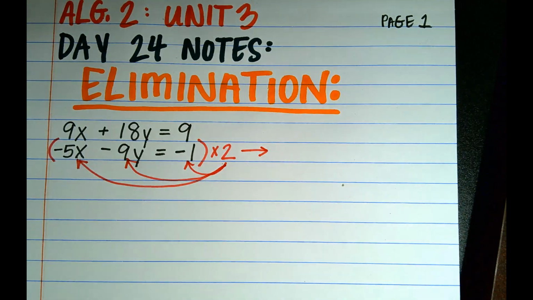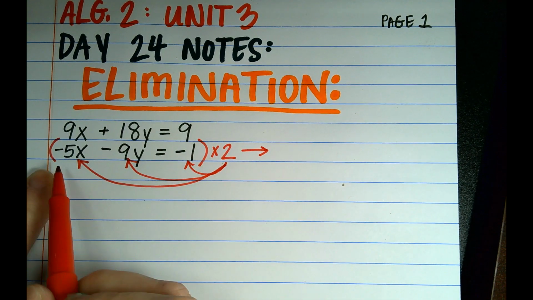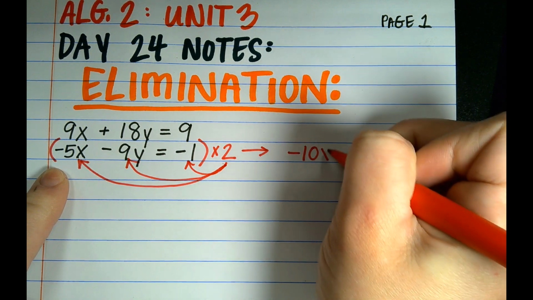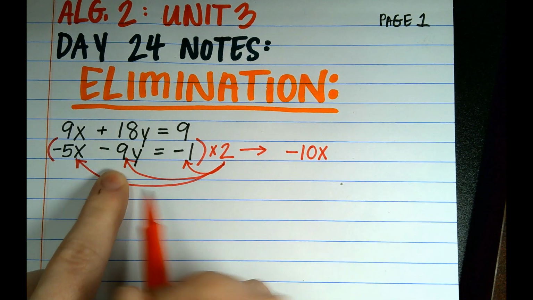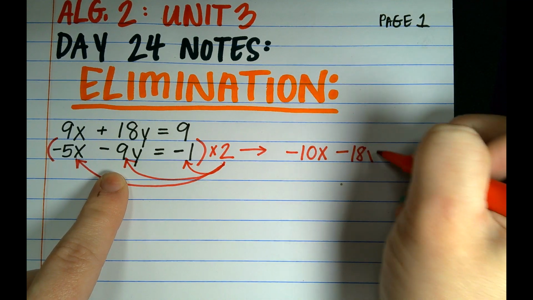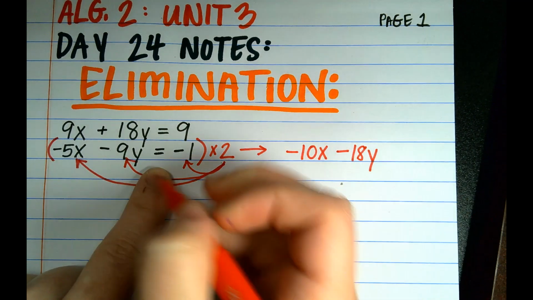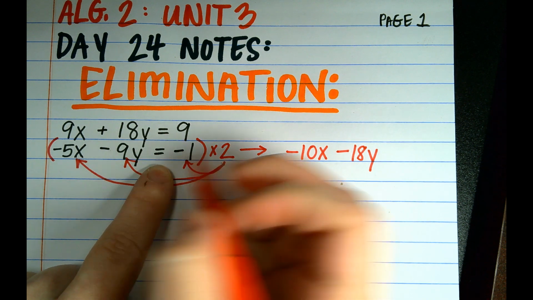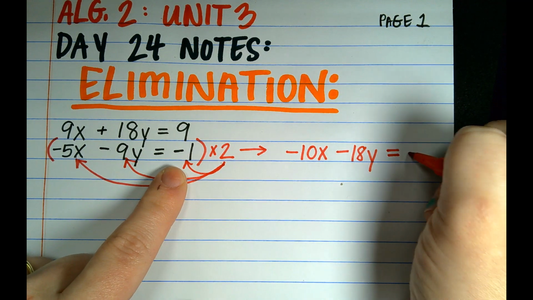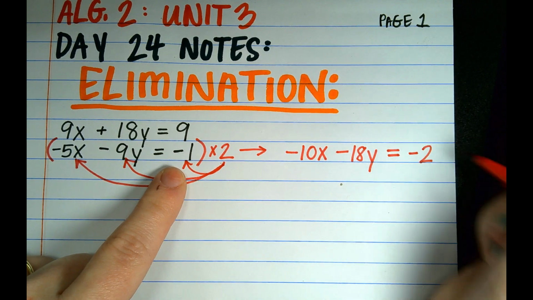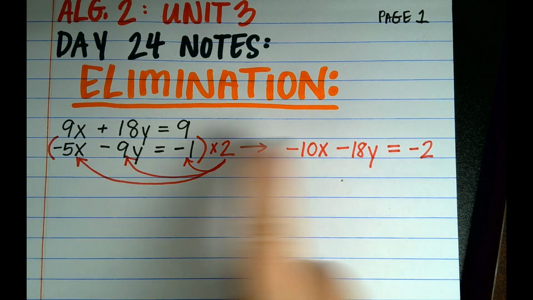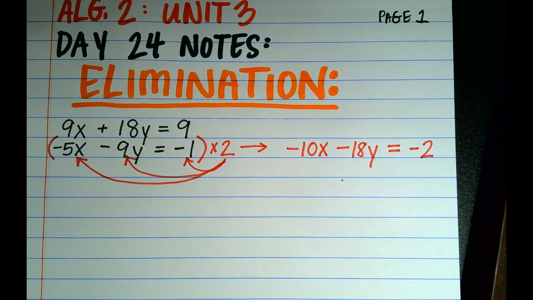And we're going to give ourselves a new equation. So first, what is negative 5x times 2? Negative 10x. Next, negative 9y times 2. Yes, negative 18y. And I still need to bring over my equal sign. And negative 1 times 2. Negative 2. Good. Okay, so I have my second equation here rewritten because we multiplied everything by 2.